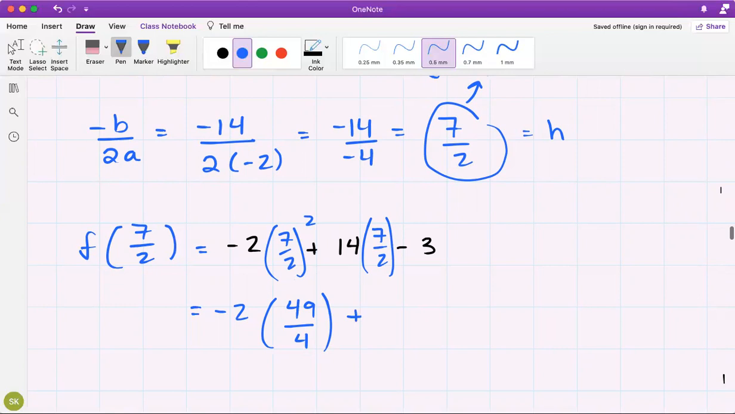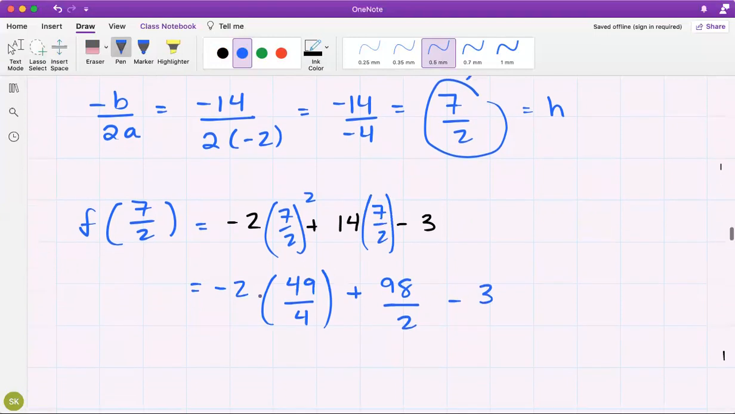Plus, I might need a calculator for that. So let's pull out a calculator. So 14 times 7 is 98. Actually, what we can do, we can simplify this. No, let's just keep it. So 14 times 7 is 98. So it's 98 over 2, subtract 3. And I want to simplify a little bit. So I have a negative 2 and a 4. That'll go in negative 2 times.